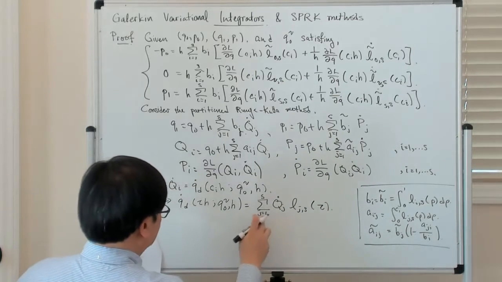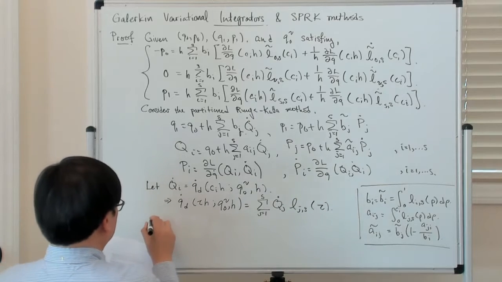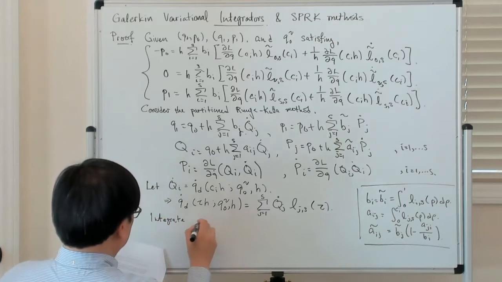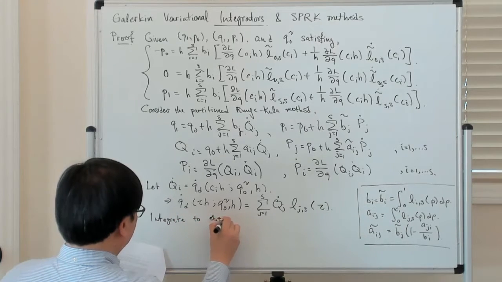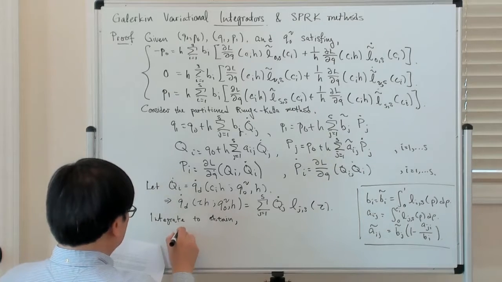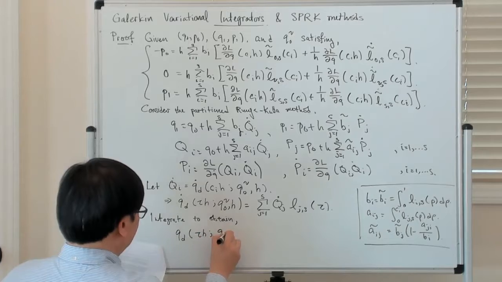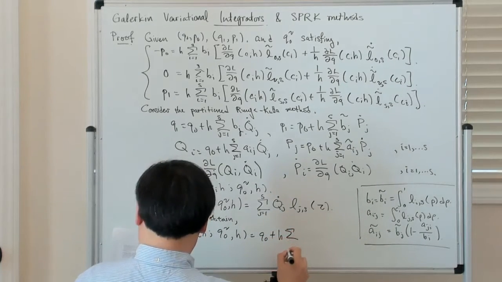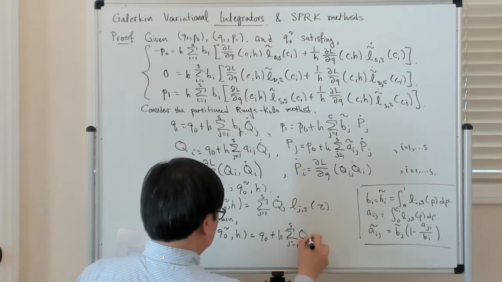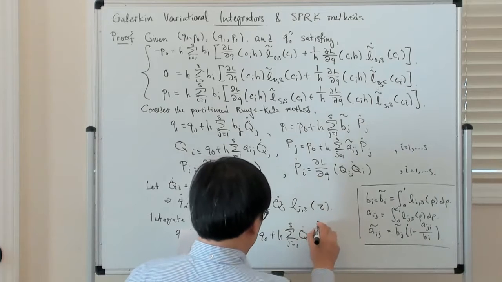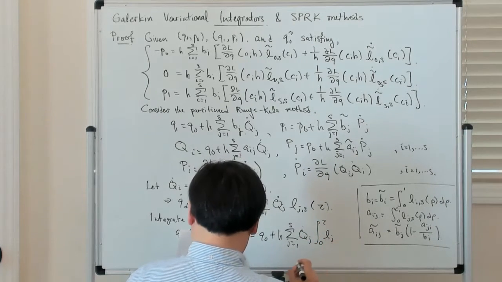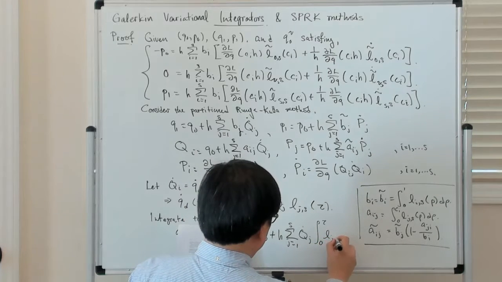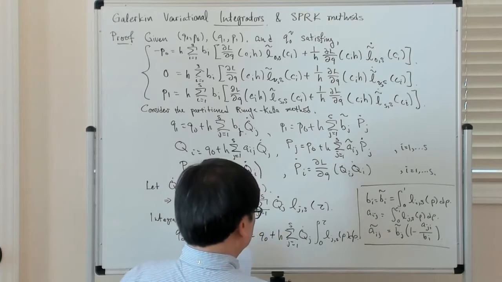Okay, so given this, what you can do, of course, is integrate this equation to obtain the following. Here you use the initial condition. So qd(tau h), depending on these parameters, is equal to q0, which is the initial value, plus h times the sum from j equals 1 to s of qj dot, the integral from 0 to tau of l_{j,s}(rho) d rho.